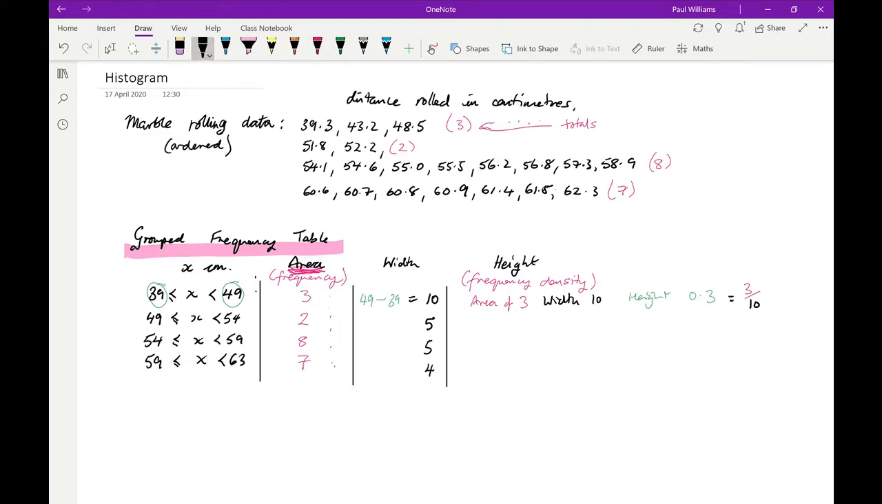So if I do similar calculations for the other classes, I'll just do the next one. So I need to do 2 divided by the class width for this column here, and I'm going to get a height of 0.4. The other two heights are 1.6 and 1.75. I'll let you check whether or not those are correct.